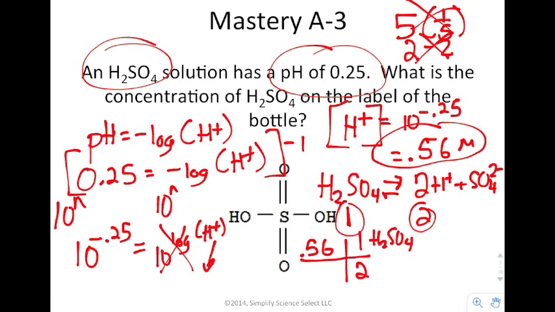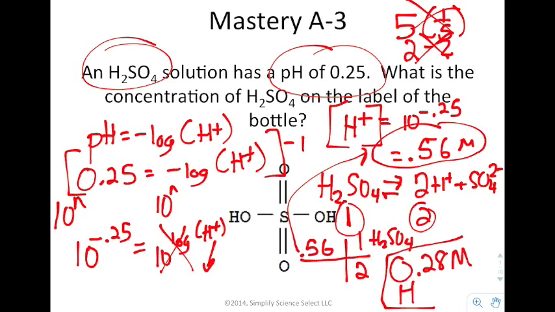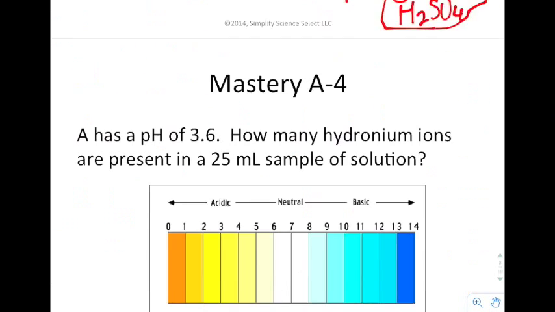So because of that, we actually need to divide our hydronium concentration in half when we write the concentration of the sulfuric acid, which ends up being 0.28 molarity, and then we should specify what it is, H2SO4. So a 0.28 molar solution of H2SO4 should have a pH of 0.25.